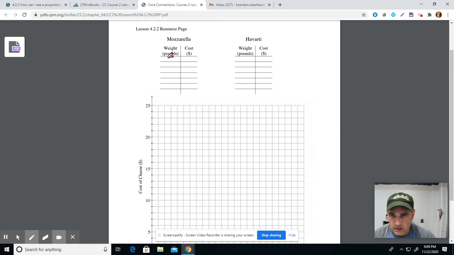So I know that 5 pounds of mozzarella is going to cost me $15. I know that for sure. And I know that the Havarti, which is a cool name to say, 3 pounds is going to cost me $7.50. So that's just the information from the question.